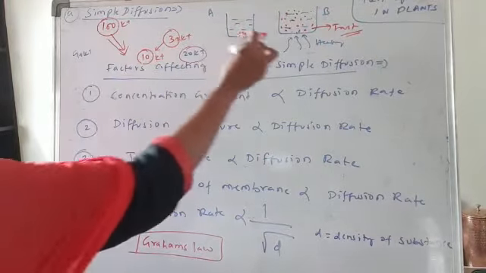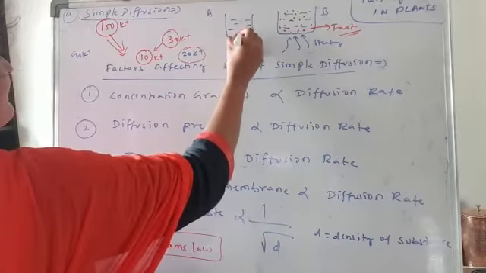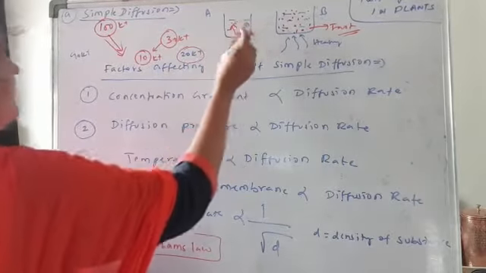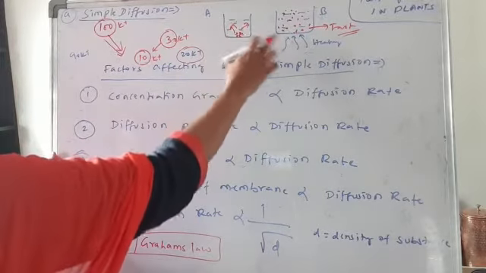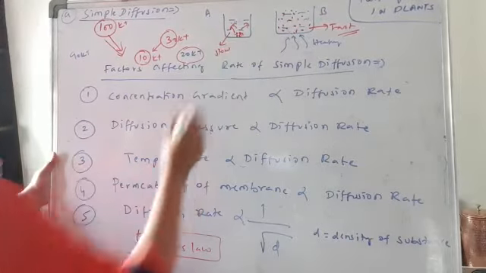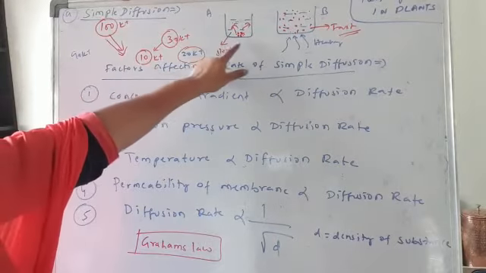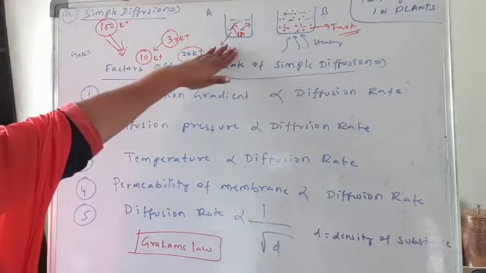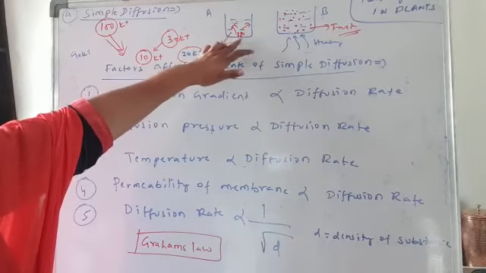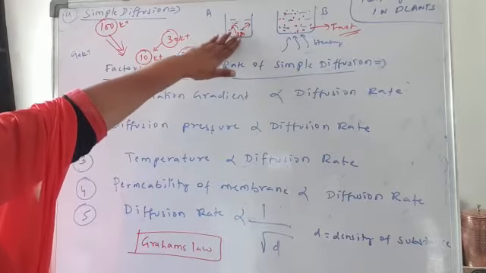In beaker A also diffusion takes place. Here also the sugar molecules are moving from high concentration to low concentration. But when compared with beaker B, the diffusion rate here is slow. Why is it slow? Because in beaker A we are not heating it, we are not increasing the temperature. That is why the sugar molecules did not get extra energy, and that is why they are moving very slowly.